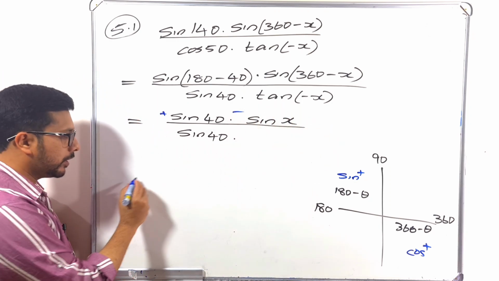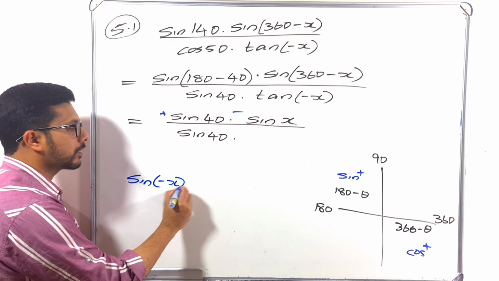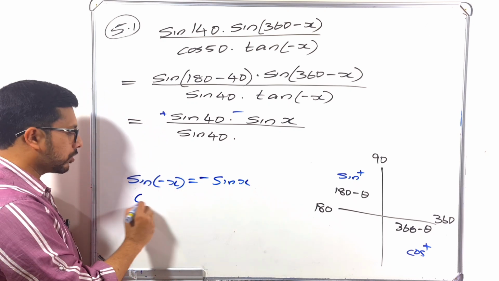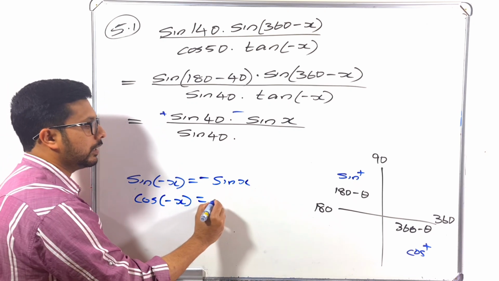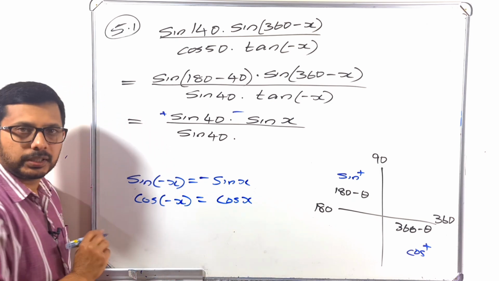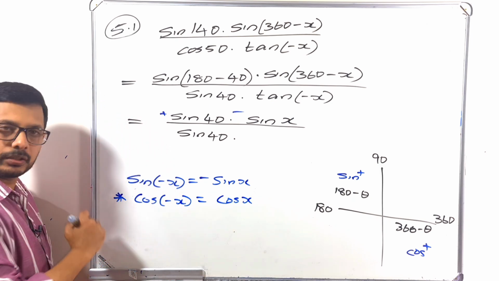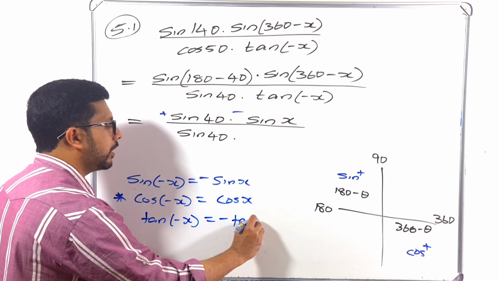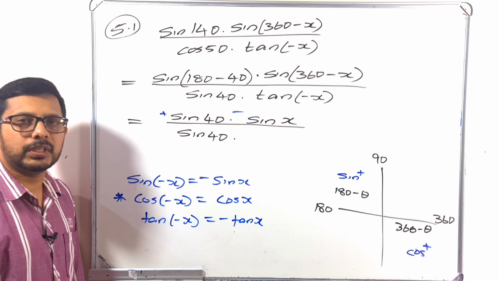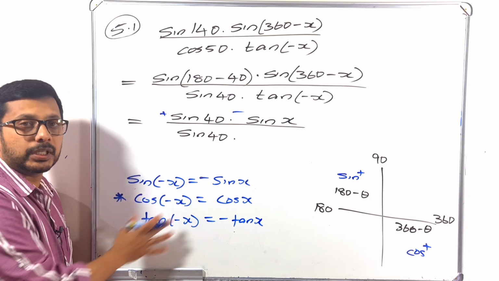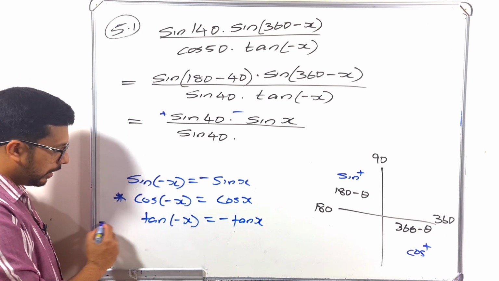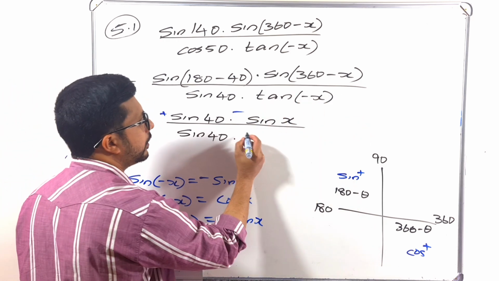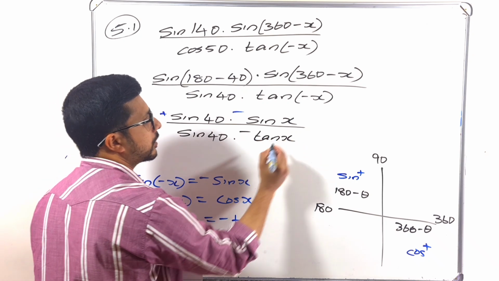So that one I explained many times. Sine of minus x, how can you write? Minus sine x. Cos of minus x, that is positive cos x, not negative cos x. That's the only change. Otherwise, tan of minus x, that is minus tan x. You have to remember this one. Almost every year, this type of question, this application is there. So here you can see that tan of minus x is minus tan x. So here we can write minus tan x.